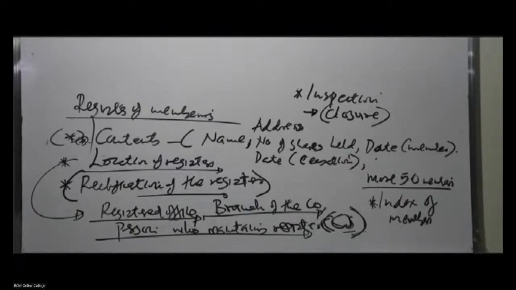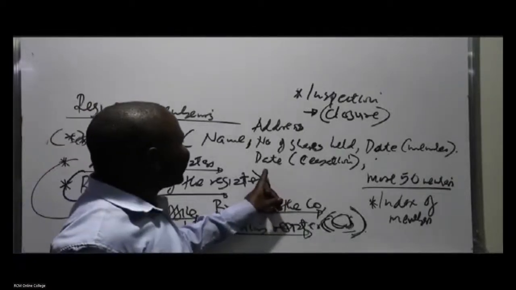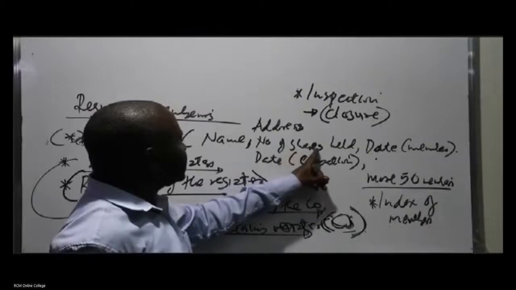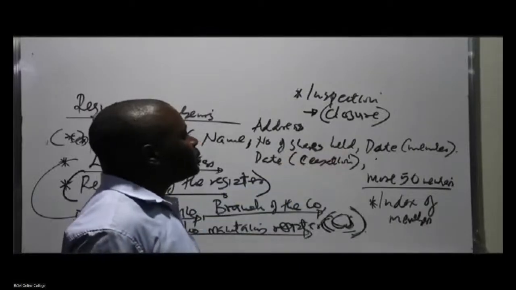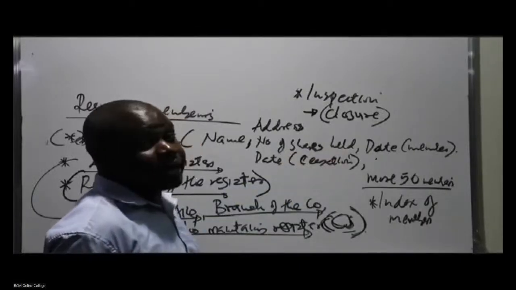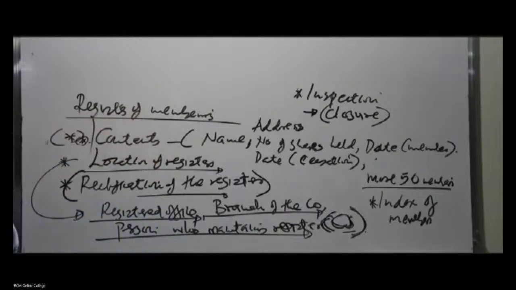What of the number of shares? I don't know what Mary Jane is talking about. We've already indicated the number of shares held by the member. So if it is a company limited by what? By shares. It is a company limited by shares.